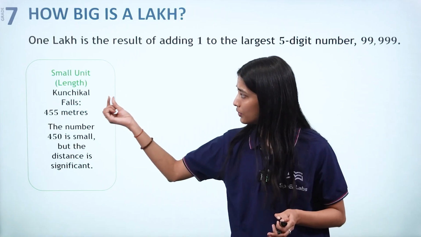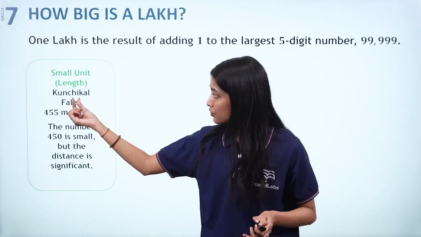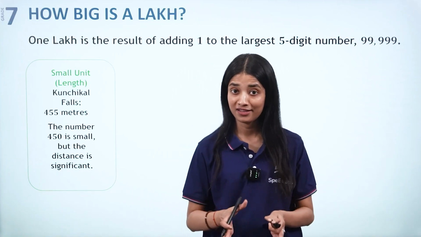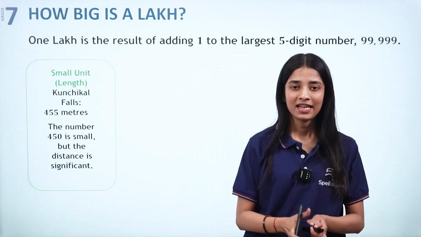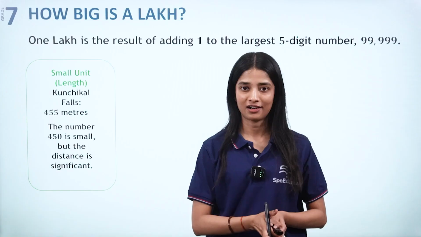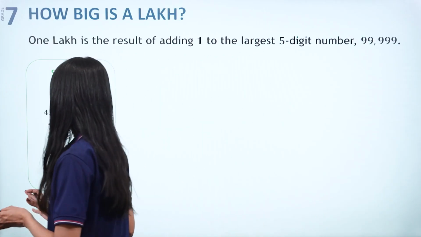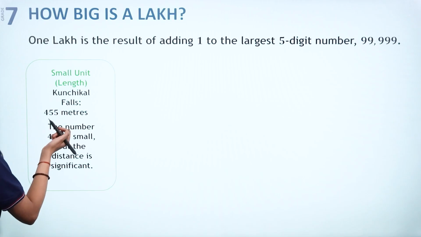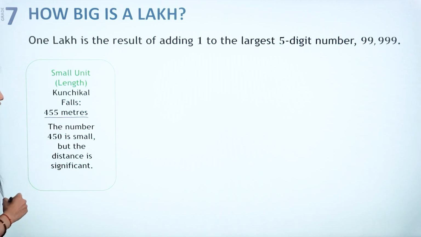First, a small unit in length. Kunchikal Falls is India's highest, the tallest fall we can say, and it is present in Karnataka. If you ever get a chance, do visit this place. It is a very beautiful fall. The height of this is 455 meters.